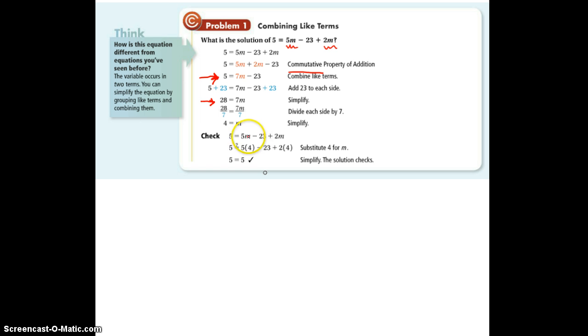5 times 4 is 20. 20 minus 23 is negative 3. Negative 3 plus 2 times 4 is 8. Negative 3 plus 8 gives me 5. 5 is equal to 5. So it does check out. It makes a true statement.